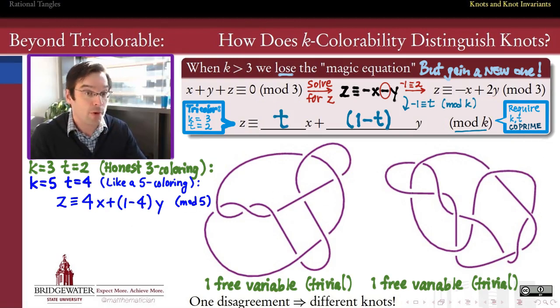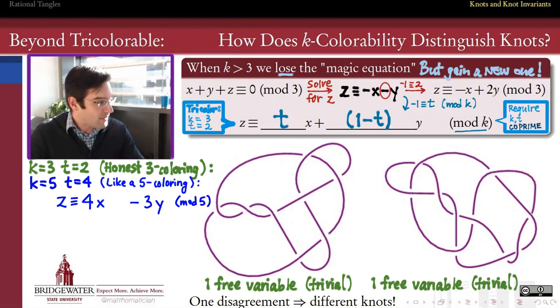Let's choose t equals 4. Okay, 5 and 4 are co-prime, so we can actually get a valid magic equation for k equals 5, t equals 4. Okay. And the magic equation looks like this. Z equals 4x plus 1 minus 4y, and the arithmetic is done mod 5.